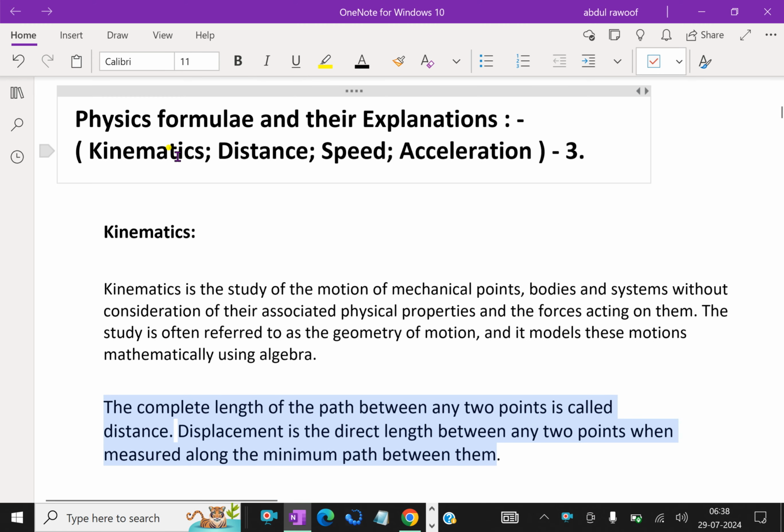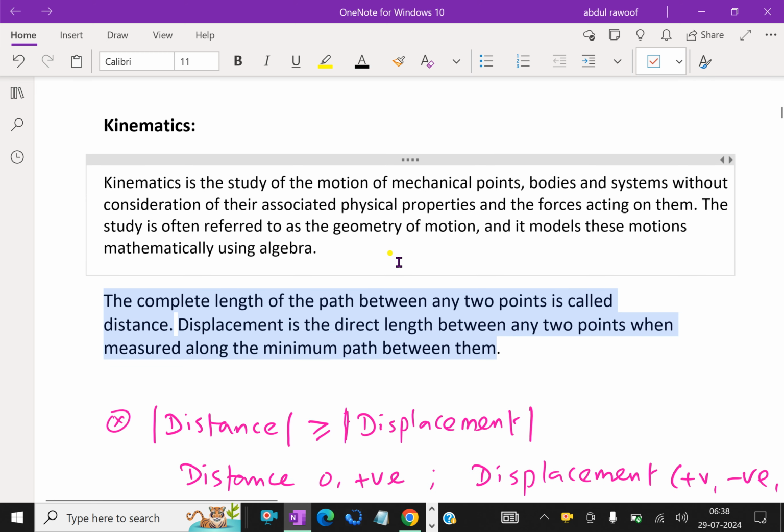Welcome to aminacademy.com. In physics formulas and their explanation regarding kinematics, let us discuss the formulas about distance, speed, acceleration. What is kinematics?